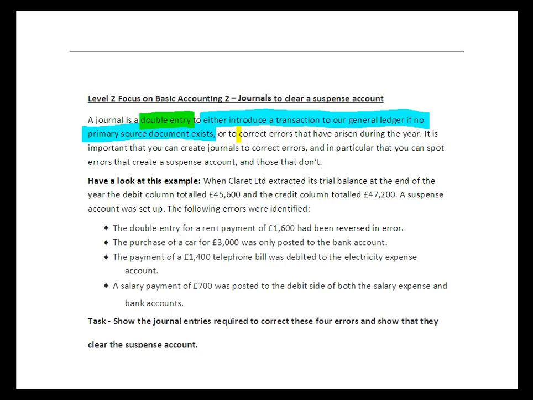The other use of journals is to correct errors that have been made. So if we make mistakes in our accounting system, we can correct them by posting appropriate journals. Now, particularly, we're going to look at creating journals to correct errors, and in particular, you need to be able to identify errors that will affect or create a suspense account and errors that don't. A suspense account is used in a business when the trial balance doesn't balance. It's a temporary account introduced to identify the fact there's been an error and to help us to then clear that error and make sure the trial balance will be correct.